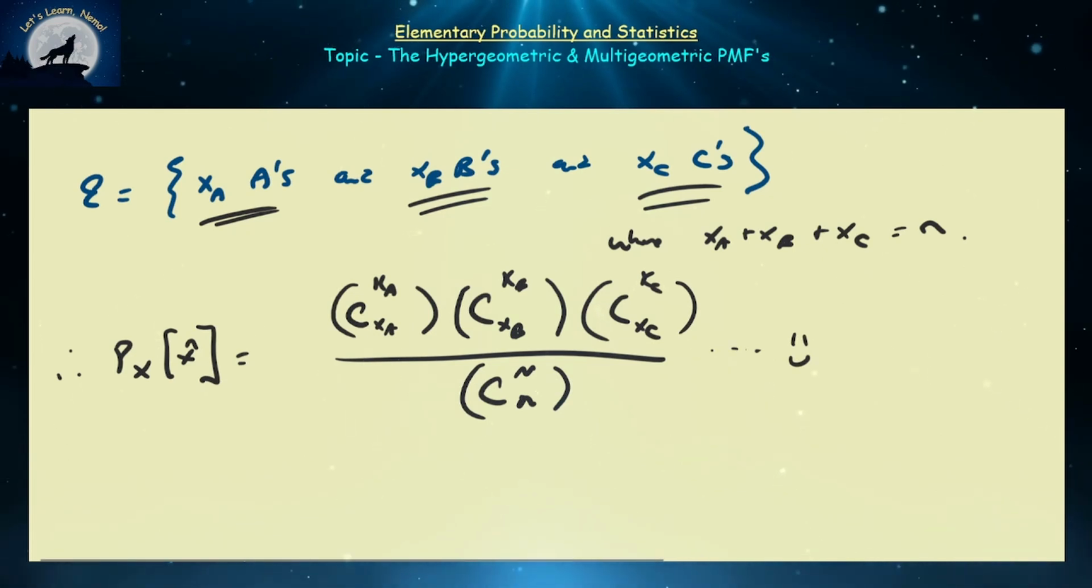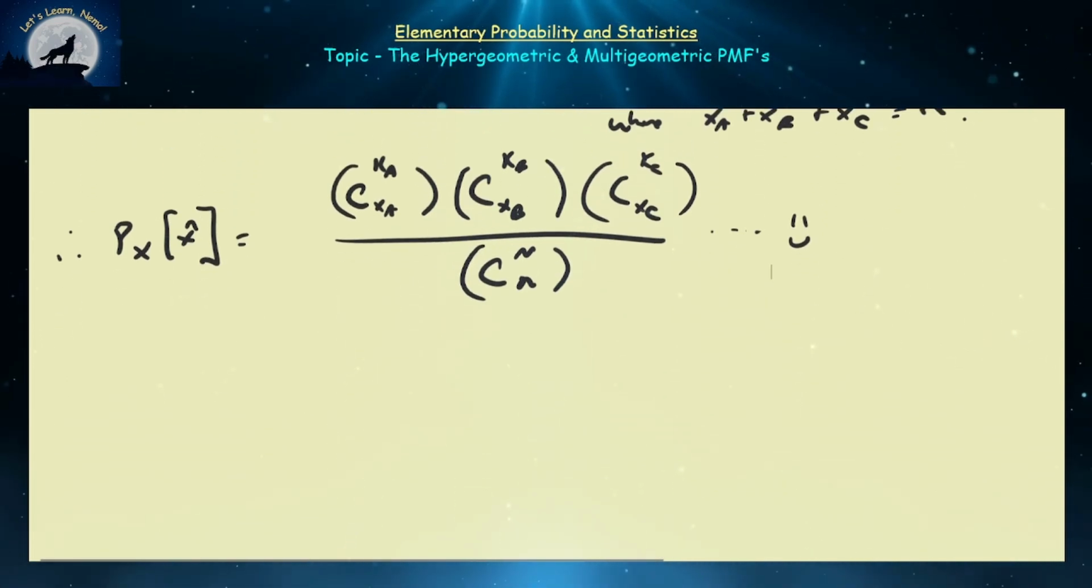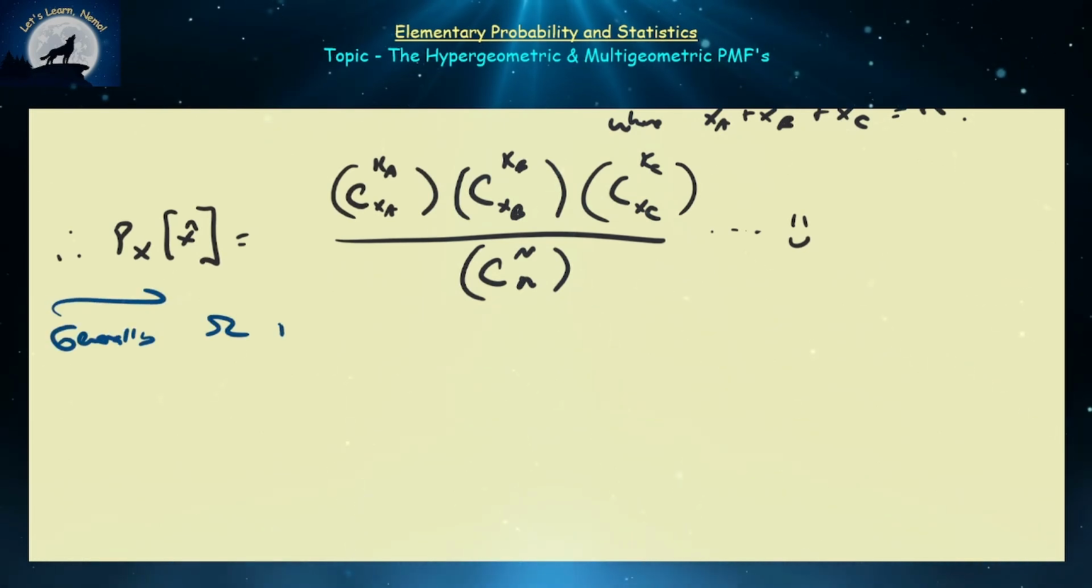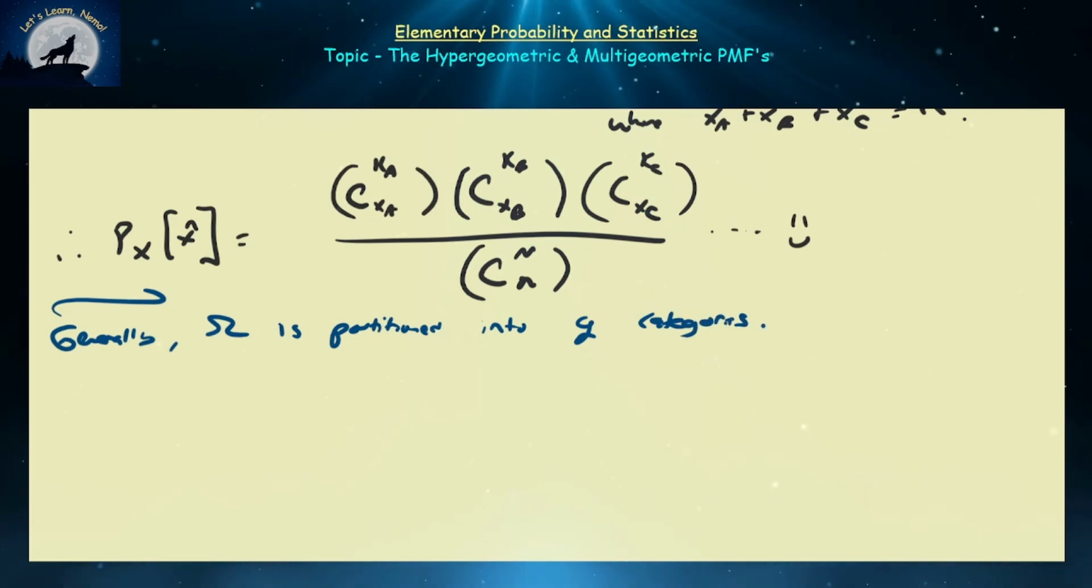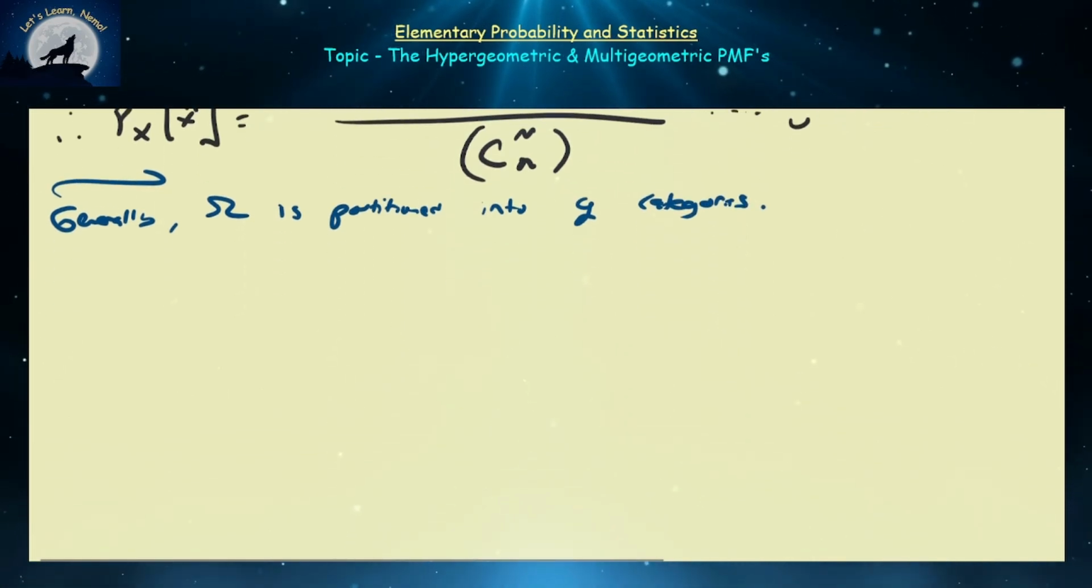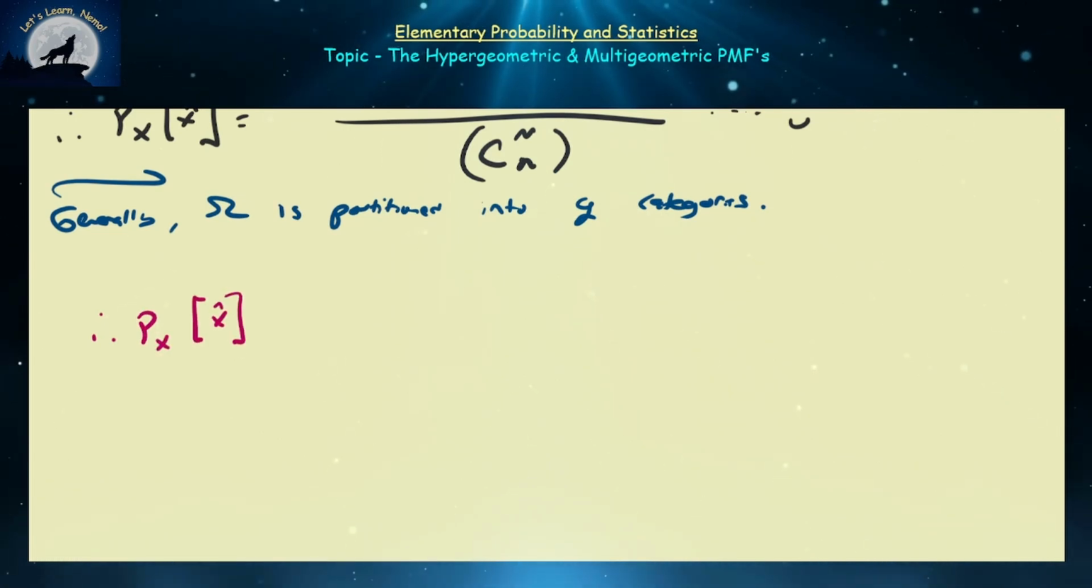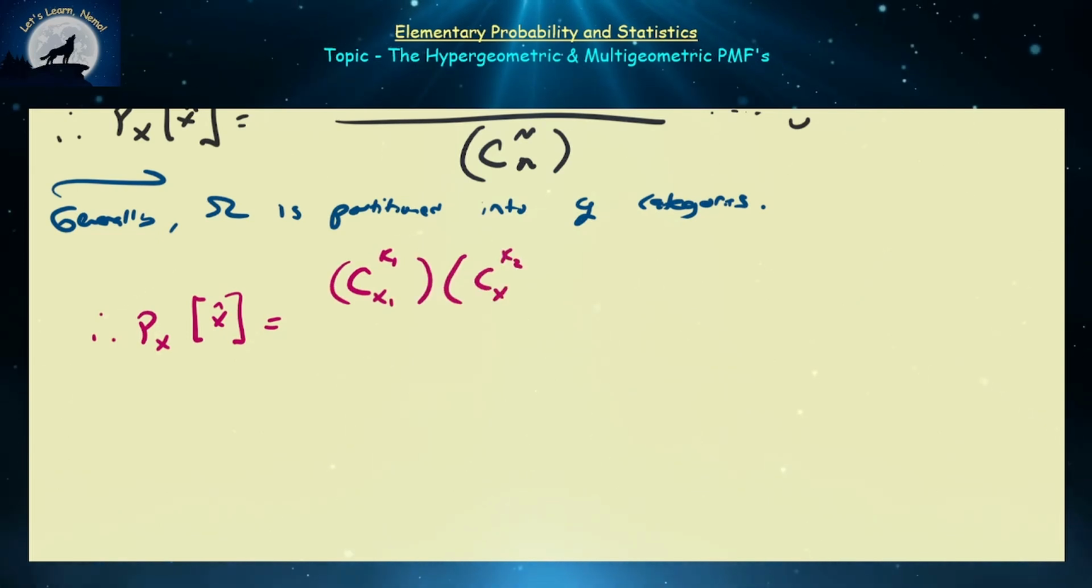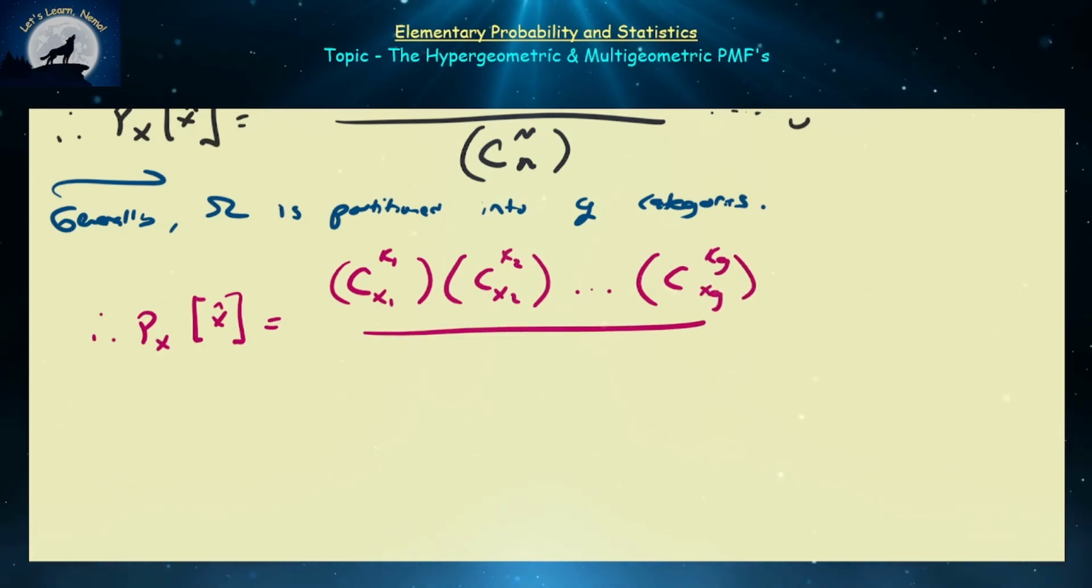But could we partition our probability space into more than 3 categories? Of course you could. So generally, let's assume omega is partitioned into G categories or G subgroups. Then the probability that our sample has that particular structure, x hat, will be equal to k1 choose x1 times k2 choose x2, all the way down to kg choose xg, all the way over M choose n.